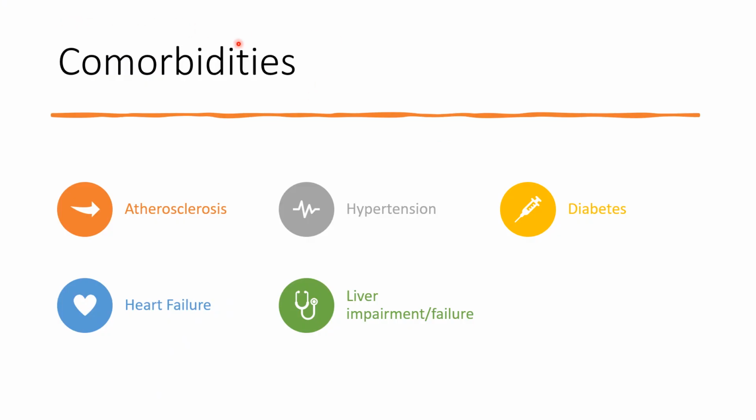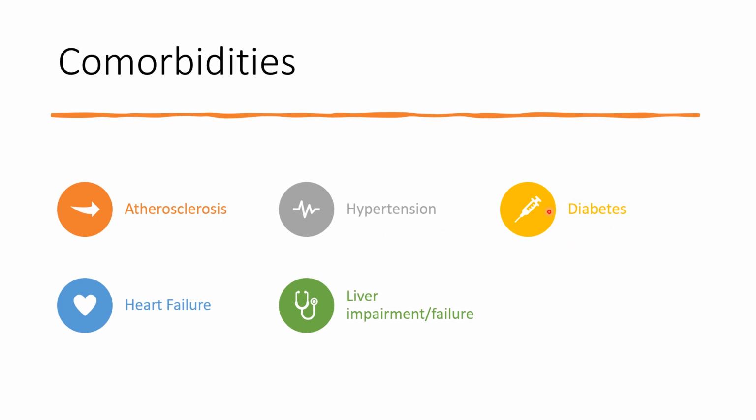Now we have some comorbidities. Atherosclerosis, so this is plaque buildup. This is a lack of perfusion to the kidneys due to this. And then you have hypertension. Hypertension actually causes overperfusion by the kidneys, which damages them. So too much pressure causes them to filter too much, which actually can damage the kidneys.